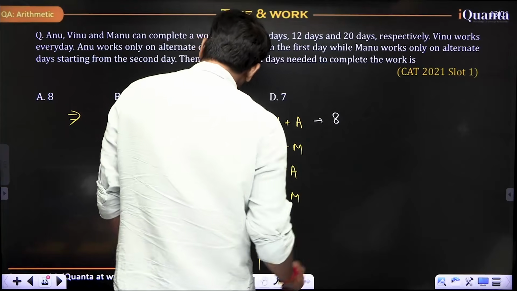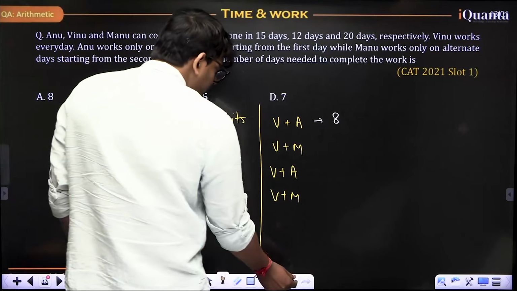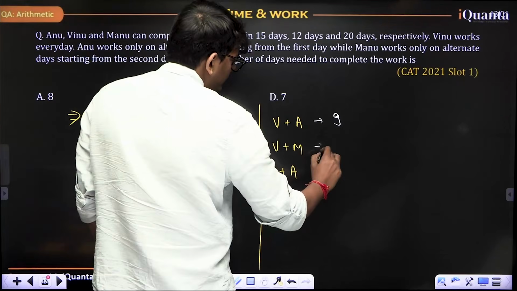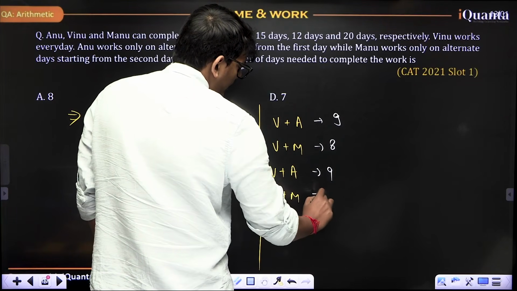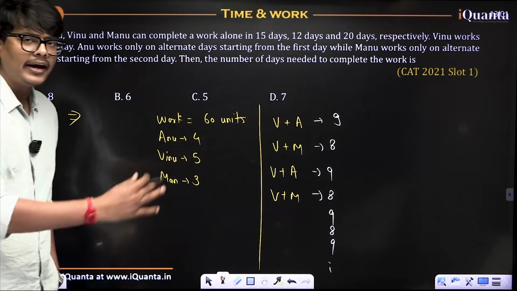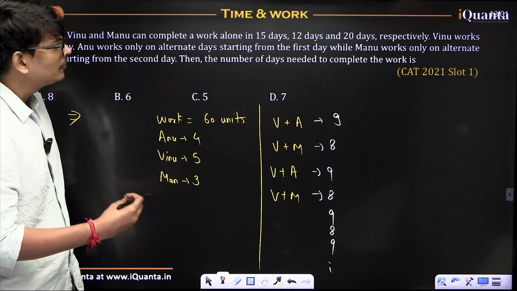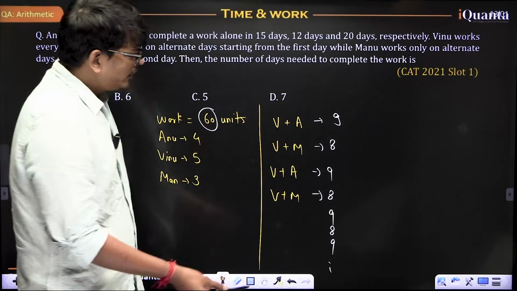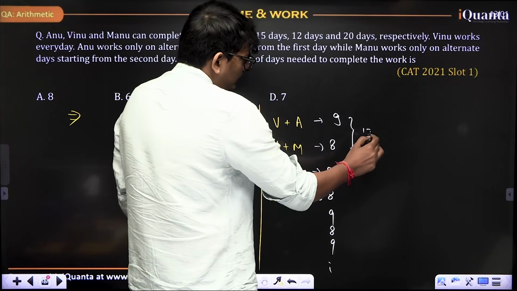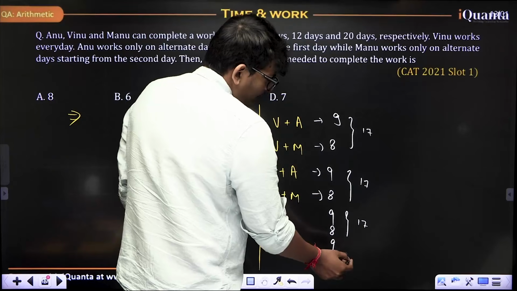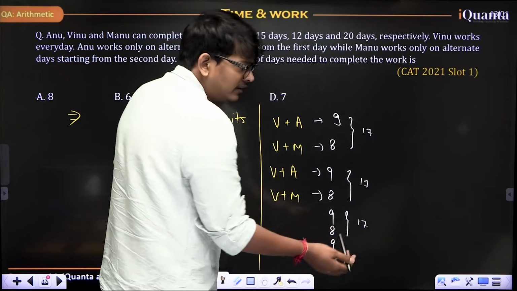9 units, 8 units, 9, 8, and so on. Like this. Right? 9, 8, 9, 8, 9, 8. The number of days needed to complete a work, we have to complete 60 units. So you can check 17, 17, 17, and these three 17s are 51, plus 9, 60.